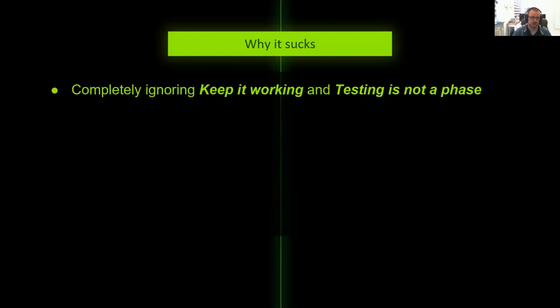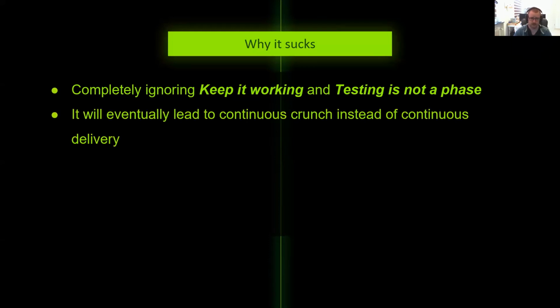What we are doing here is we are completely ignoring both keep it working and testing is not a phase. Both these things are usually postponed until the end of the development process or milestone submission or whatever. In the meantime, to most of us, it doesn't matter. Most of us probably don't even know if their game is in a buildable state at the current time. And this eventually will lead to continuous crunch instead of continuous delivery, which is really bad.